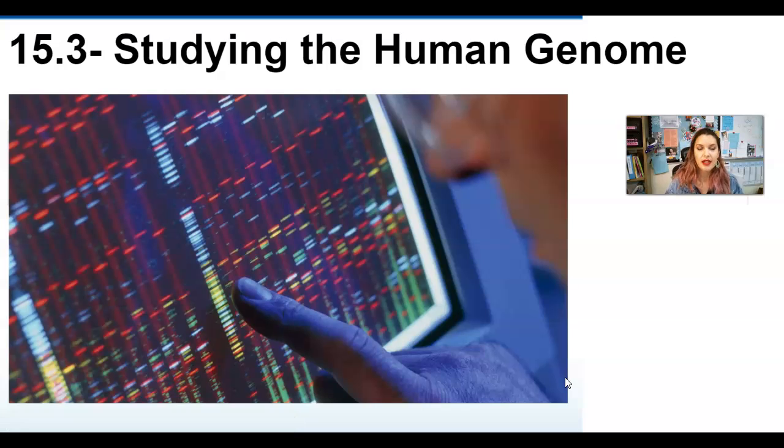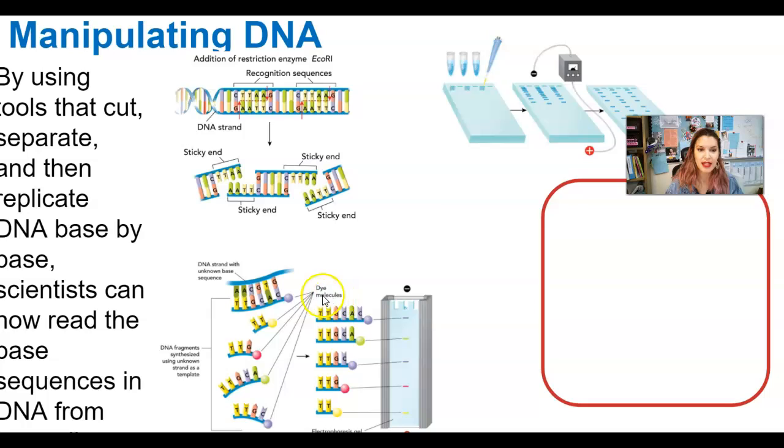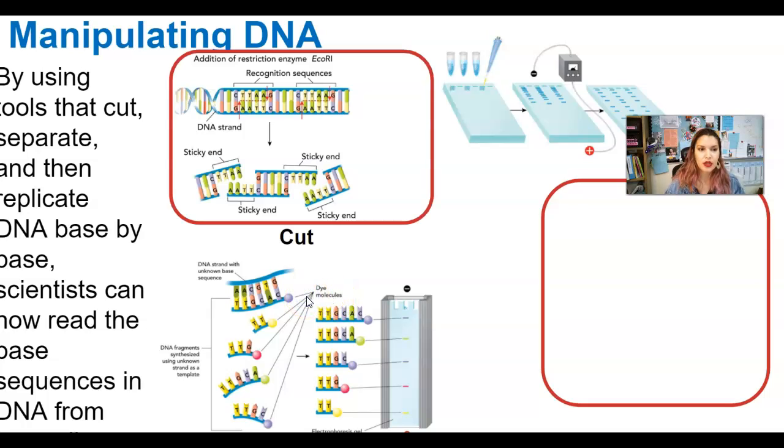Okay, on to lesson 3. Studying the human genome, and we watched Cracking the Code of Life and got to see the whole process happening way back then. In order to look at the human genome, we need to manipulate the DNA. So we use tools that cut, separate, and then replicate the DNA base by base. Scientists can now read the base sequences in DNA from any cell.